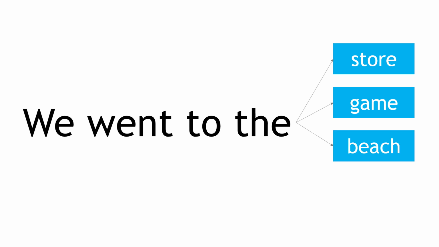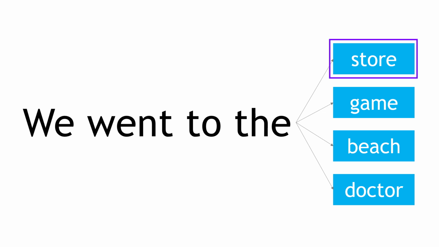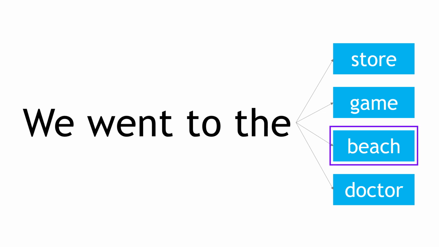Moving to another phrase, we went to the... In this case, there are more words that could make sense. Store, game, beach, doctor. There's a lot of others as well. But thinking back to this idea of attention or understanding context, if you saw these words in the context of somebody making dinner and realizing they were out of an ingredient, then you'd probably say that store is the highest probability word here. Or if it's a beautiful sunny day, then beach might make more sense in that context. So these models are basically calculating a probability for various words that could come next in the sentence, and that's really all that's happening.